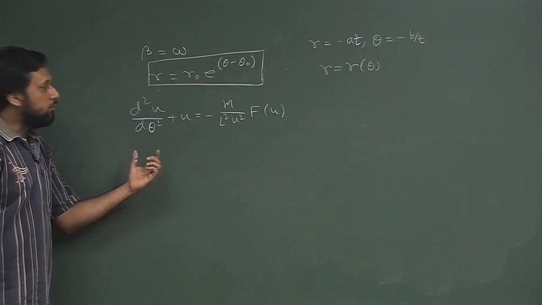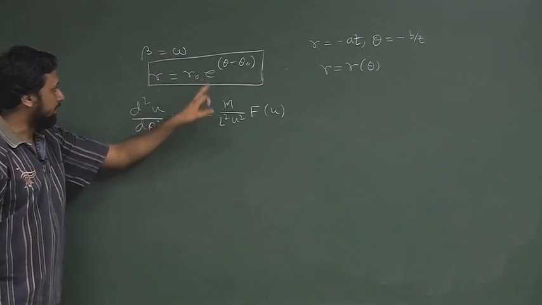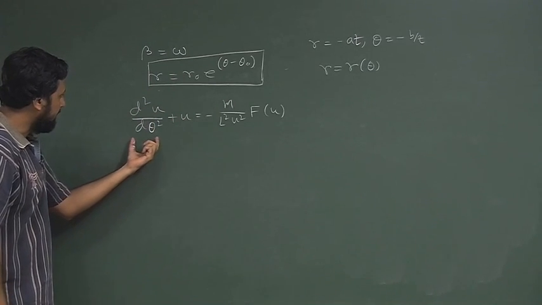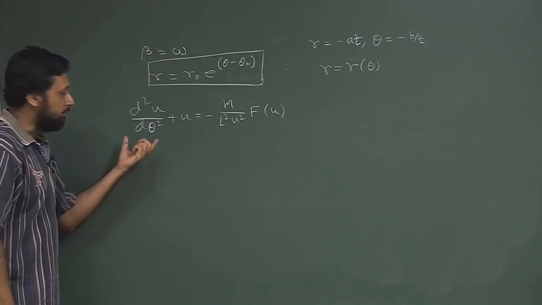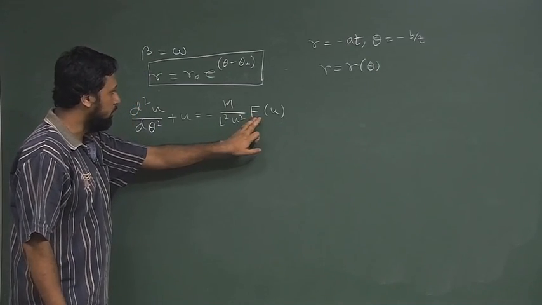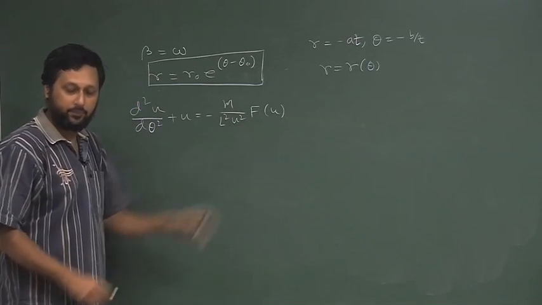So, what we need to do is we have r as a function of theta. So, we have to construct u first, then we have to determine d2u d theta 2, substitute it here, and we will essentially get an expression for f of u in terms of theta.